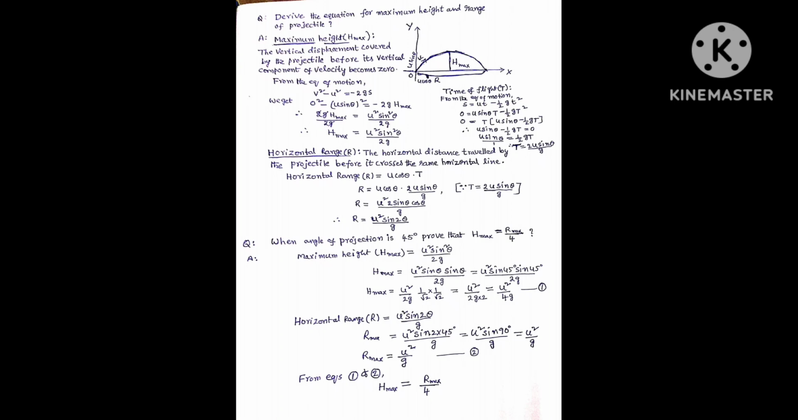Next question we are going to discuss is: define maximum height and horizontal range, and derive the equations for maximum height and horizontal range of a projectile. Maximum height is the vertical displacement covered by the projectile before its vertical component of velocity becomes zero.